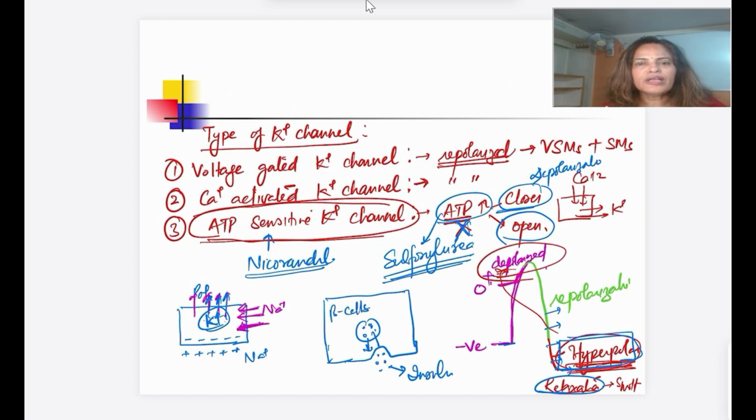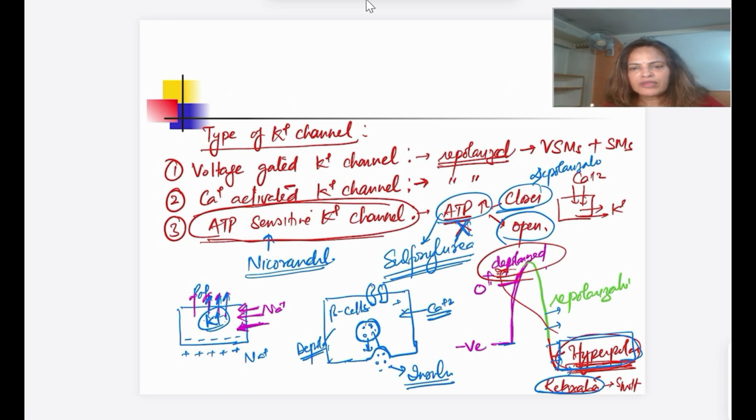So the sulfonylurea group of drugs, what do they do? They block this ATP sensitive potassium channel. By blocking this, the cell will depolarize. So with the depolarization of the cell, what will happen here? A small amount of calcium will enter, which is going to cause a fusion of this membrane with this, and there is a release of the insulin.